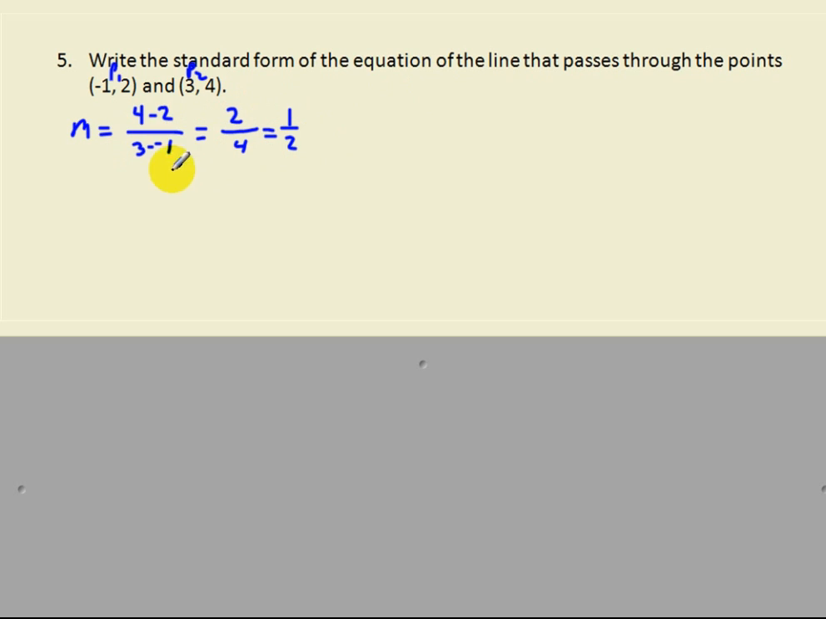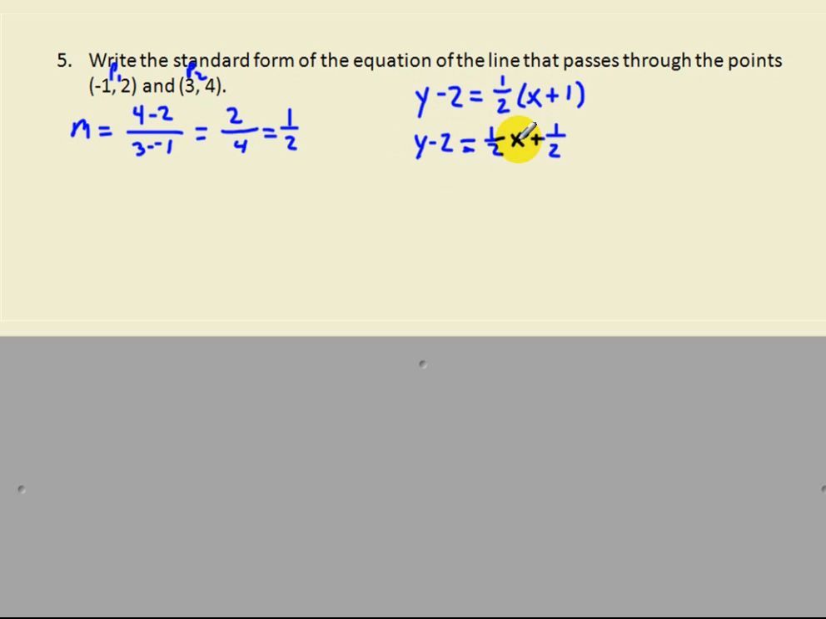So now we get to pick which one of these 2 points we want to use, and it doesn't matter. Let's go with point 1. So then we have y minus 2 is equal to the slope of 1/2, and then x minus -1, which is the same as x plus 1. Apply the distributive property here. So we have y minus 2 equals 1/2 x plus 1/2.